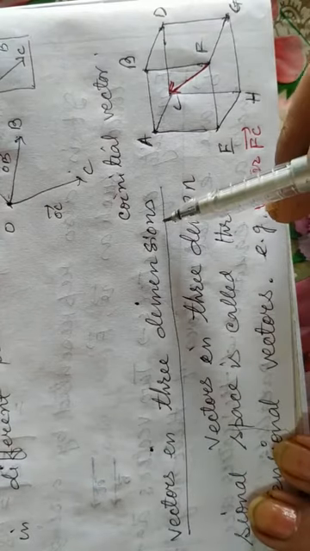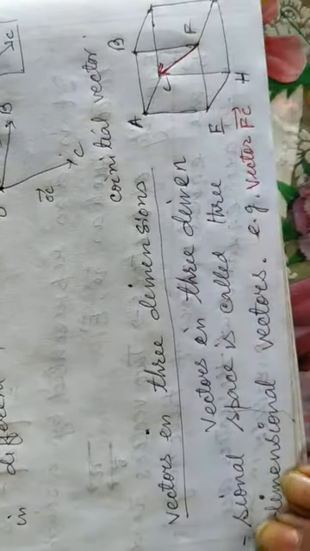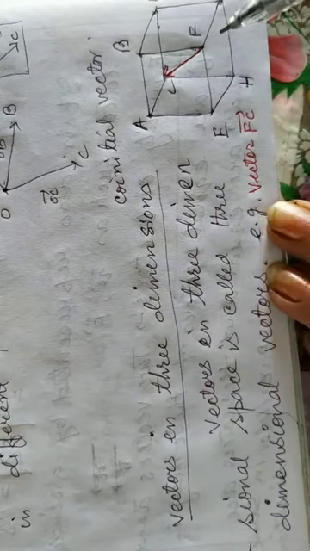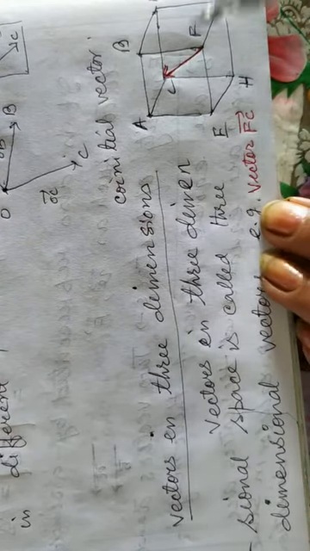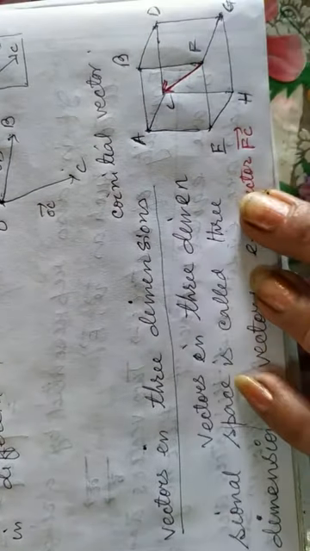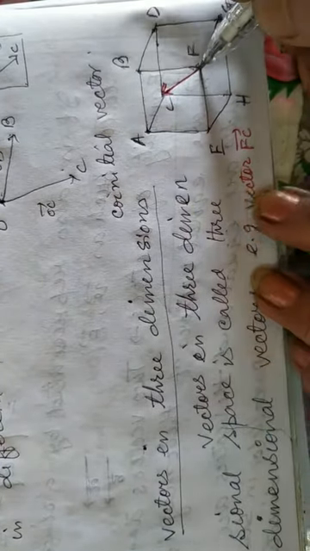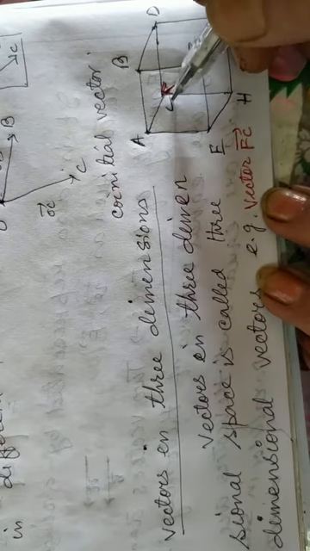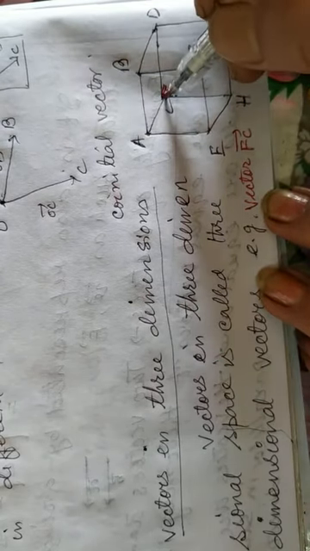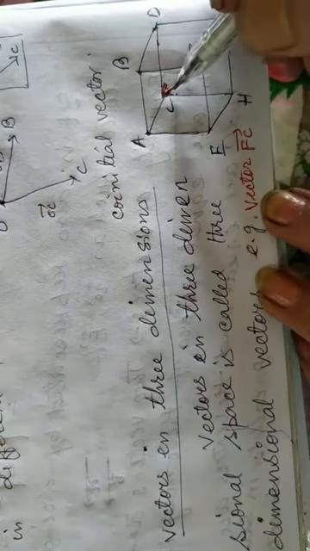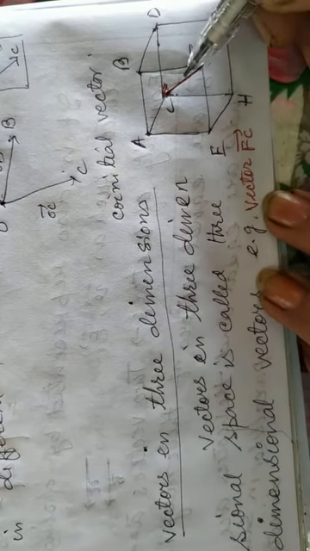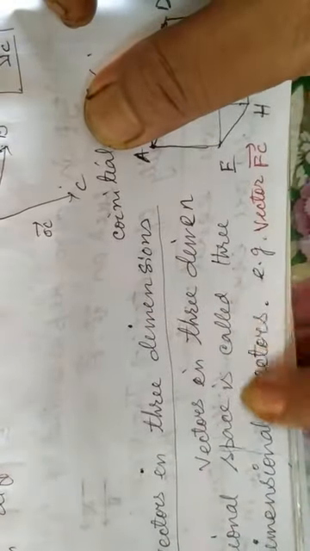Next, vectors in 3 dimensions. If a vector is in 3-dimensional space, then it is said to be a 3-dimensional vector. Here in this, see that this is a cube. Now the diagonal, the largest diagonal, the biggest diagonal, this FC, will be a 3-dimensional vector. Okay, the biggest diagonal goes from one vertex to the opposite vertex in the opposite face. So it can simply be said that the largest diagonal will be a 3-dimensional vector. In 3-dimensional space, if a vector is there, that is said to be a three-dimensional vector.